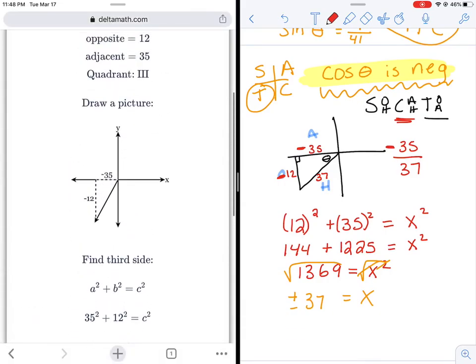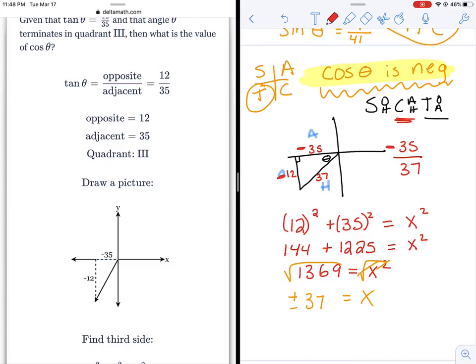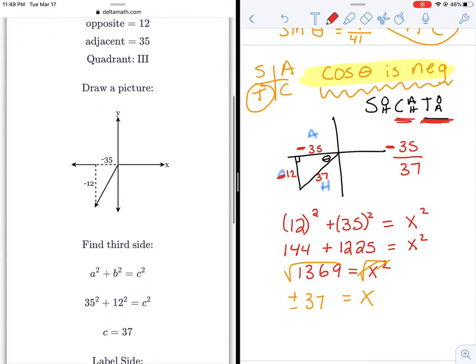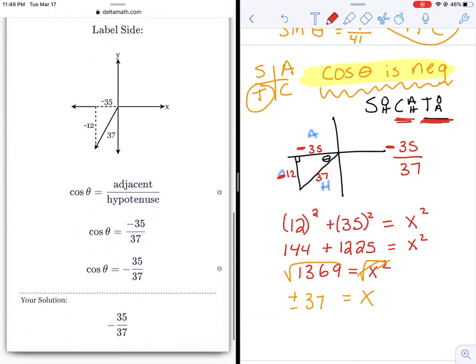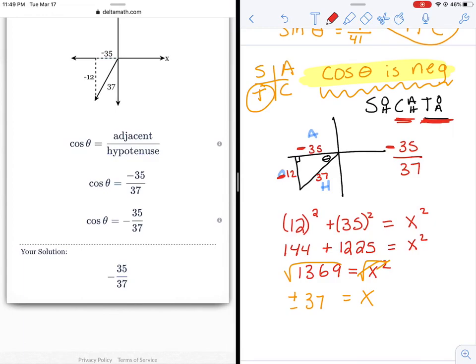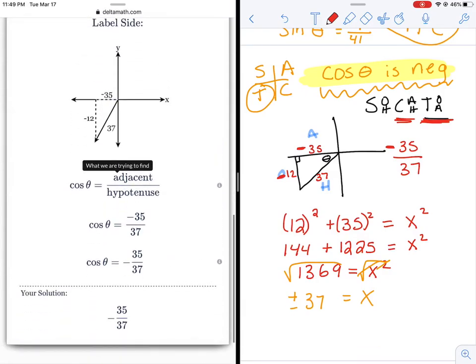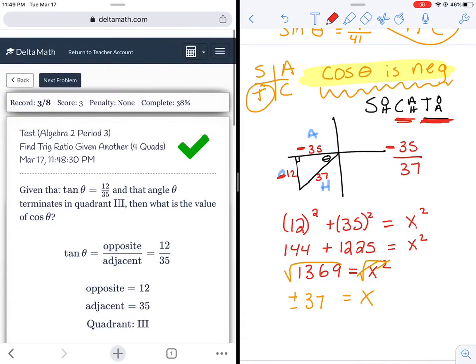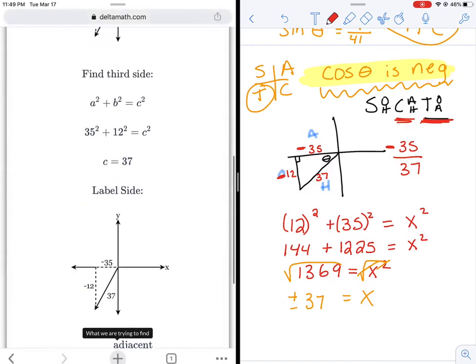If you still need some more help, after you do a question, all of this information comes up. So it tells you that tangent is opposite over adjacent, just like I showed you here. It helps you draw your picture. It shows you how to find the third side, how to label it, and then finally finding cosine. So using the information that they give you, I think you could also hit I to get a little more information. Like it'll tell you cosine is what we're trying to find, and this is my final answer. So use the tools that are on the Delta Math to help you. That's why I like using this as a resource.